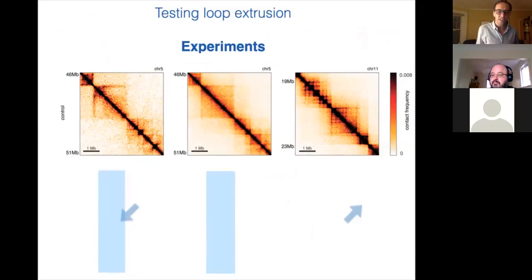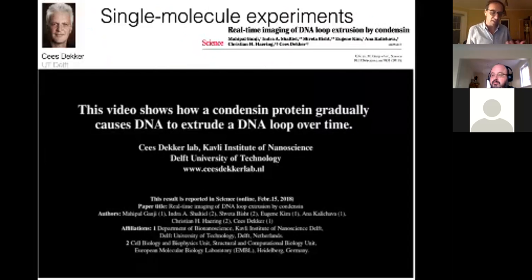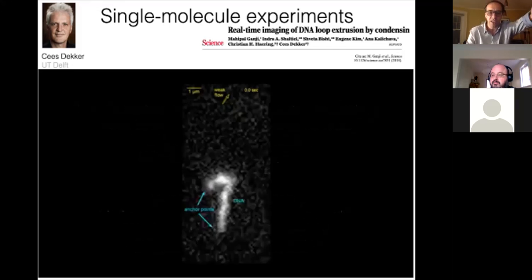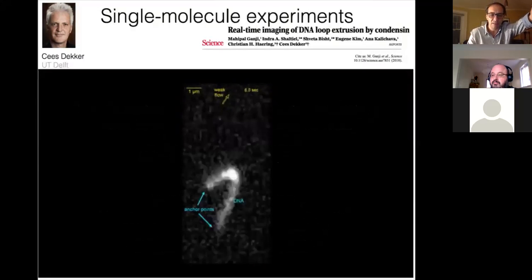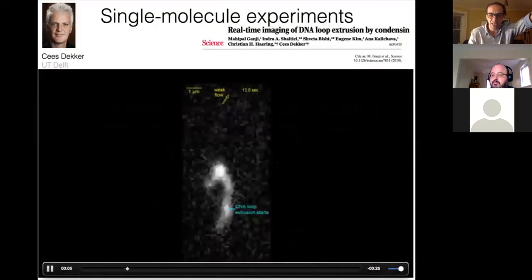And then it continued, but people haven't really believed us because they said nobody has seen loop extrusion happening under the microscope. And it took another brave physicist, Cees Dekker from TU Delft, from Delft University of Technology, who essentially did the following experiment. He attached DNA to the glass slide. So you see this DNA attached to the glass slide.